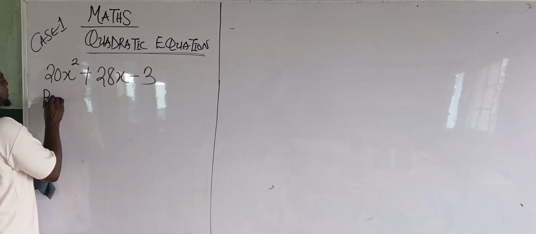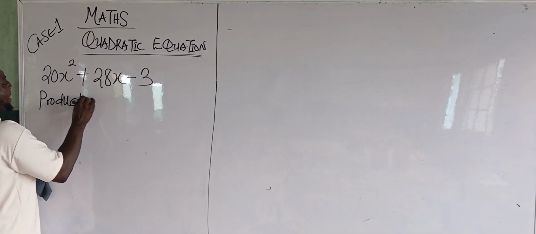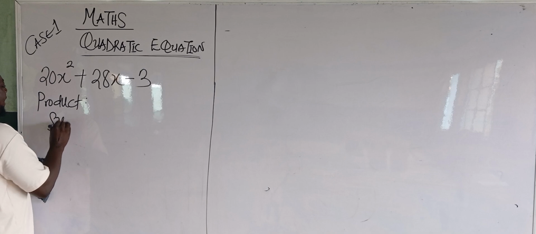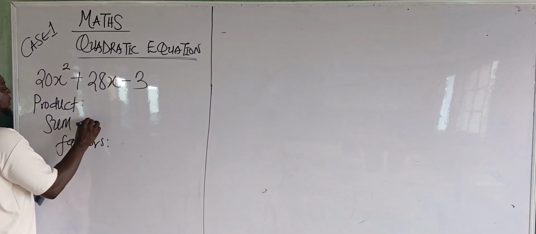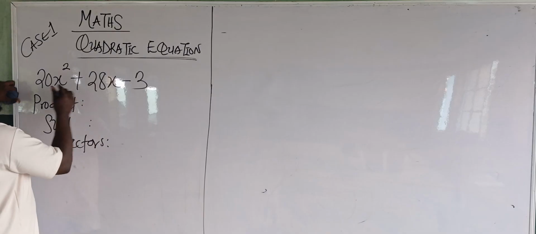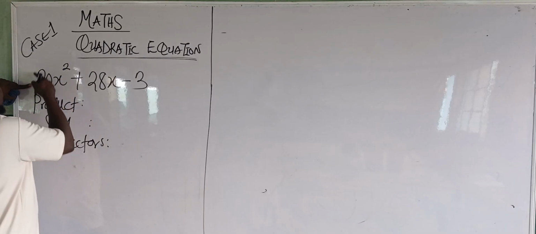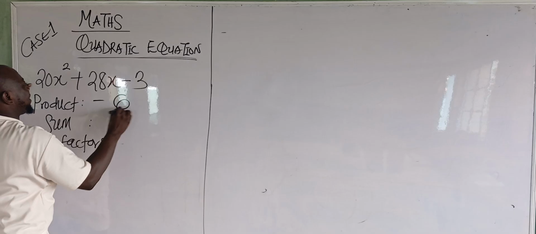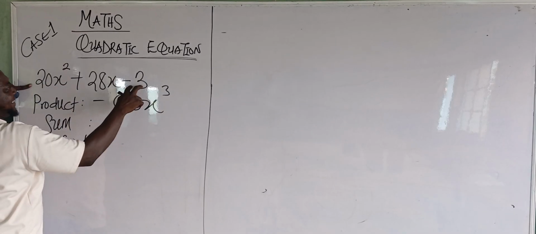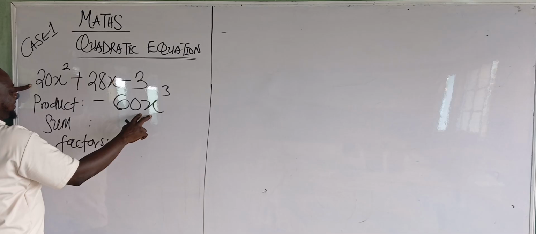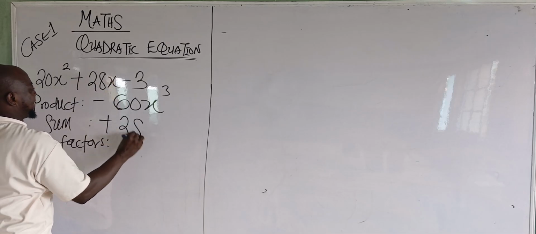We have a product. This is my product. We have my sum here. We have my factor here. So now what's my sum? My product is multiplying all of this by this. That will give us 60x cubed, please. I'm having this. Now, next, what is my sum? My sum is the center value, so 28x.